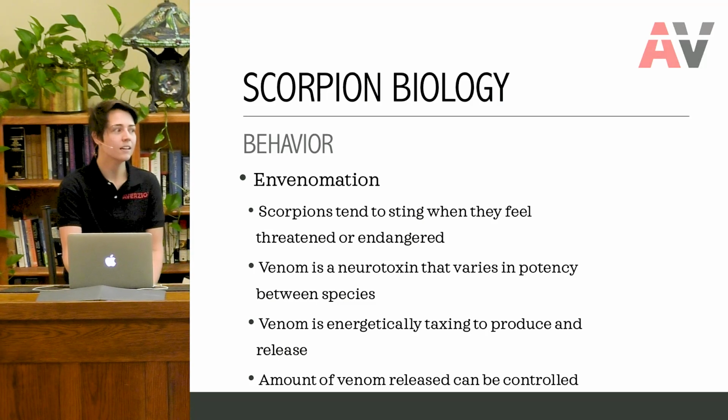So when they're hunting, they're not going to necessarily use their sting as a first defense. Maybe if they're grabbing a smaller prey item, they'll be able to just use their claws or their pinchers to grab the prey and eat it without having to subdue it, or administering just a very small amount of venom. The amount of venom that a scorpion releases can actually be controlled. So for a smaller prey item, they might only use a very small amount of venom so that they can conserve the energy that it takes to produce it.